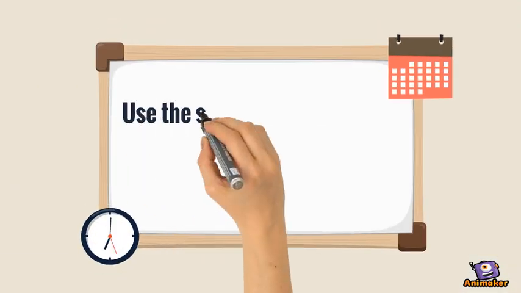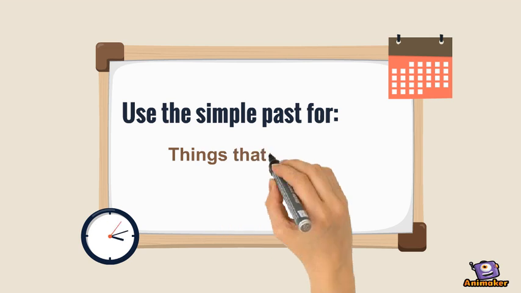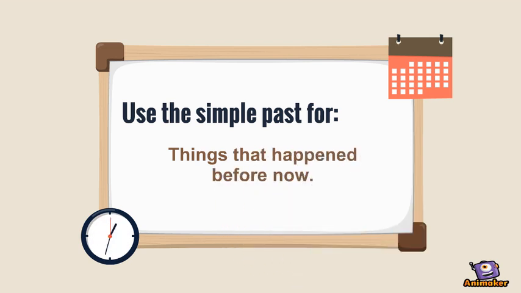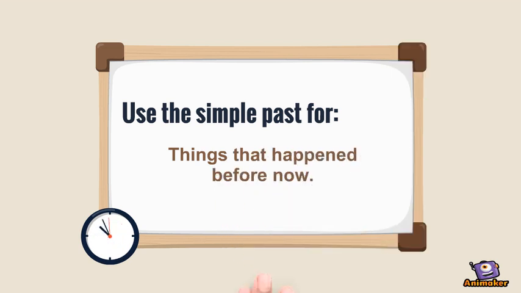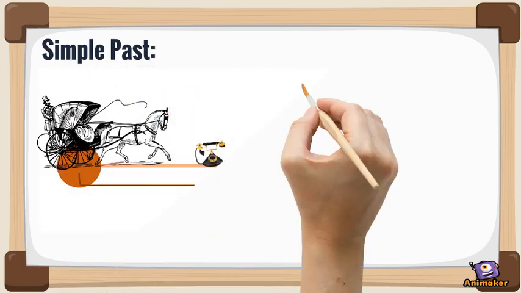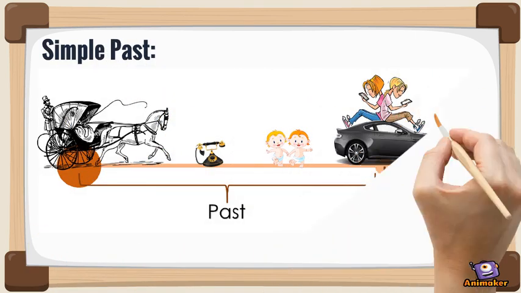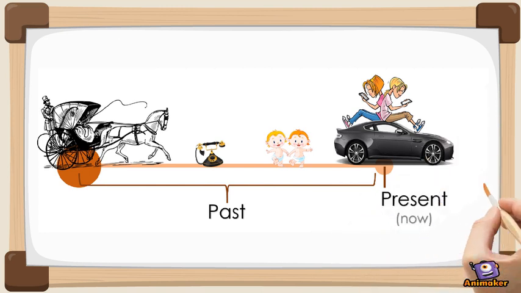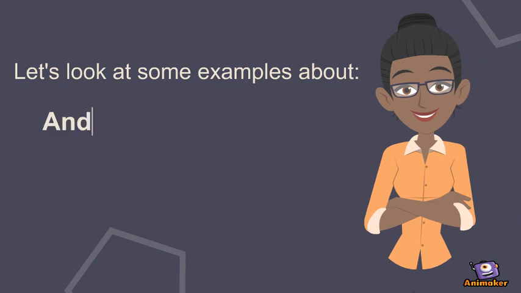Okay, first, remember that the simple past is used for things that happened before now. For the simple past, we use expressions like yesterday, the day before yesterday, last week, or 2 years ago. Let's learn with Andrew James.